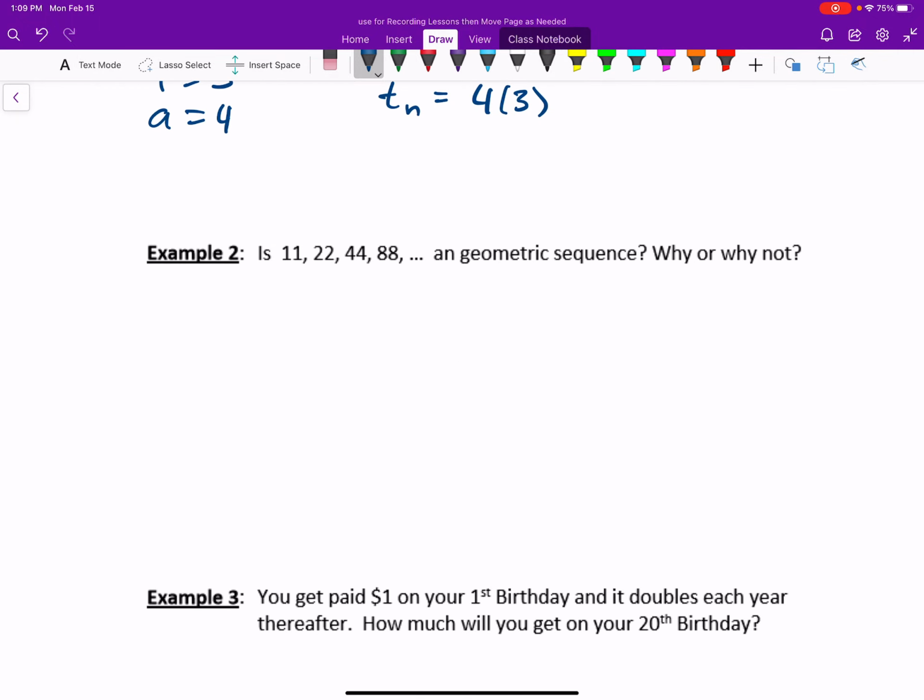Is this sequence here geometric? Well, times 2, times 2, times 2, yes. There is a common ratio. If there's a common ratio, that makes it geometric.